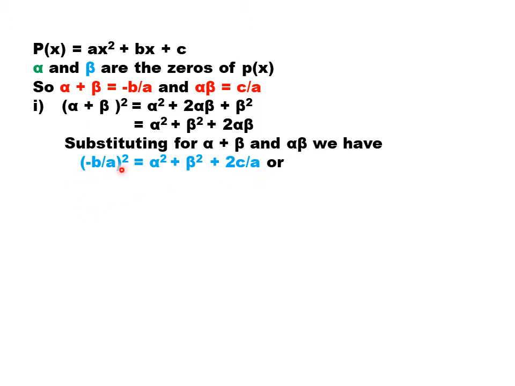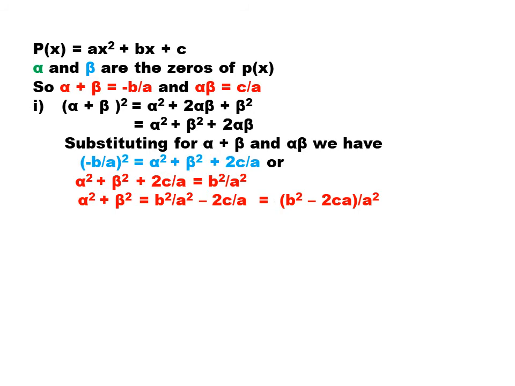So alpha plus beta the whole square, minus b by a the whole square, is equal to alpha square plus beta square plus 2c by a. We bring this side, so alpha square plus beta square is equal to b square by a square minus 2c by a. Taking a square as LCM, we get b square minus 2ac divided by a square. So alpha square plus beta square is equal to b square minus 2ac by a square.